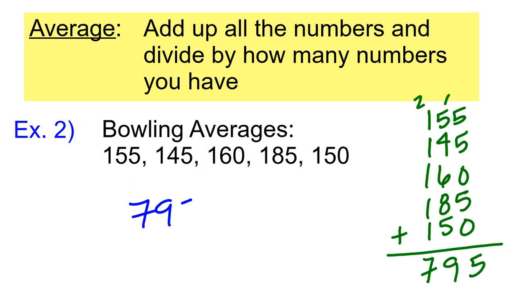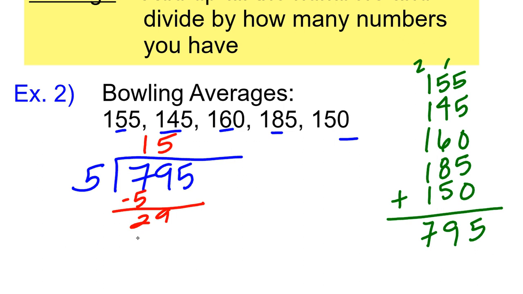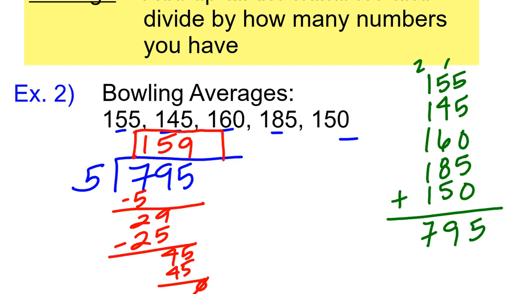So we're trying to find the average. Because there are 5 items, 1, 2, 3, 4, 5, we are going to divide by 5. We're going to do some quick division here. 5 goes into 7 one time. And then 5 goes into 29 5 times. I'm going to move my screen down just a tad here. And then 5 goes into 45 9 times. And that's how it ends. And so we find out that our bowling average is 159.